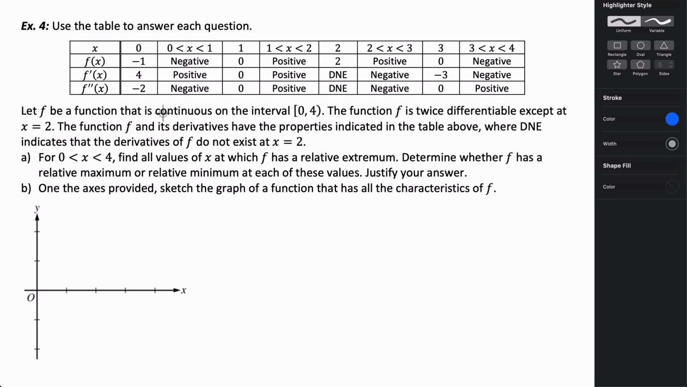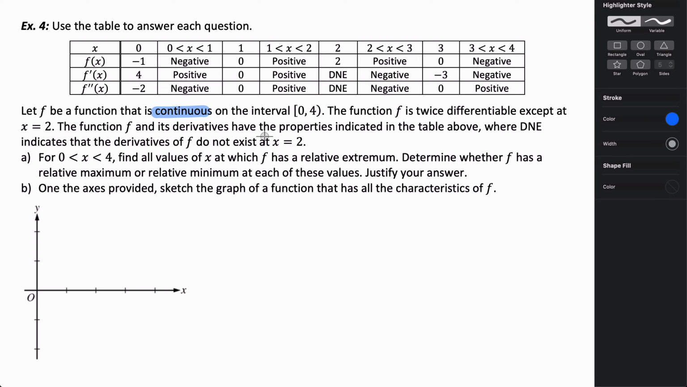It says, let f be a function that is continuous on the half-open interval from 0 to 4. F is twice differentiable except at x equals 2. So at x equals 2, you can see that the derivative does not exist. The function f has derivatives, and its derivatives have the properties indicated in this table, where DNE indicates that the derivative of f does not exist at x equals 2.